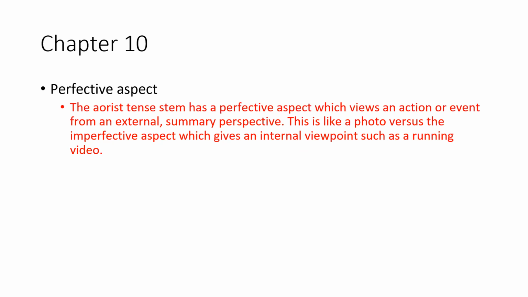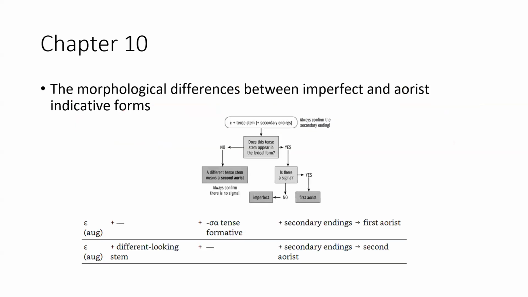Perfective aspect. The aorist tense stem has a perfective aspect which views an action or event from an external summary perspective. This is like a photo versus the imperfective aspect, which gives an internal viewpoint, such as a running video. Again, this does not relate to time. It's more of a summary perspective, an external summary perspective viewing a photo of an event, and it could be past, present, or future.